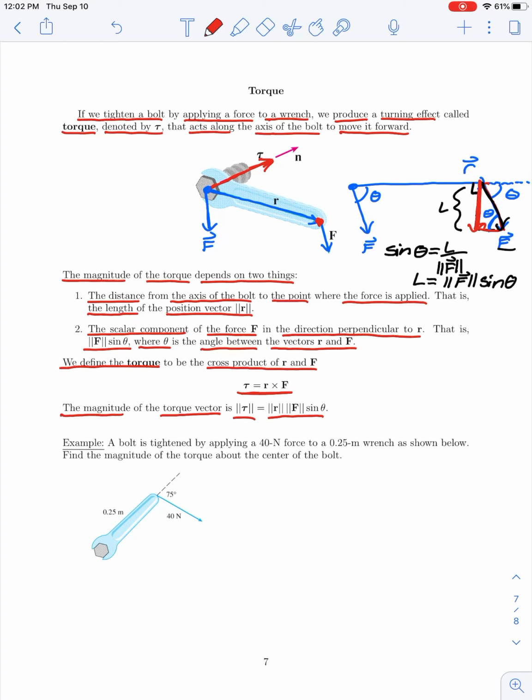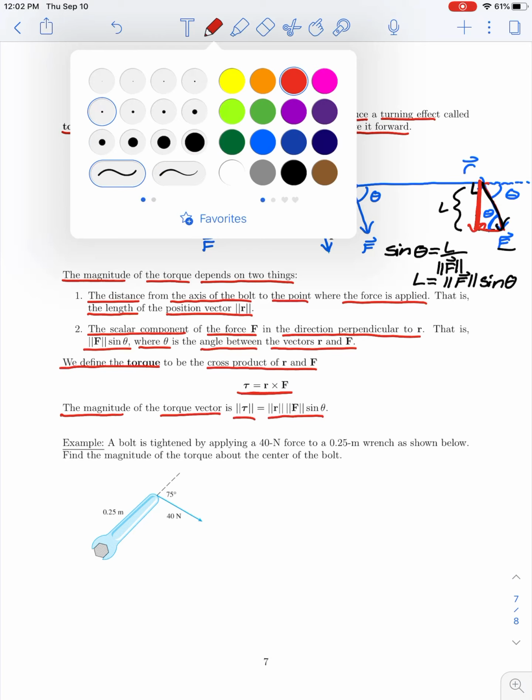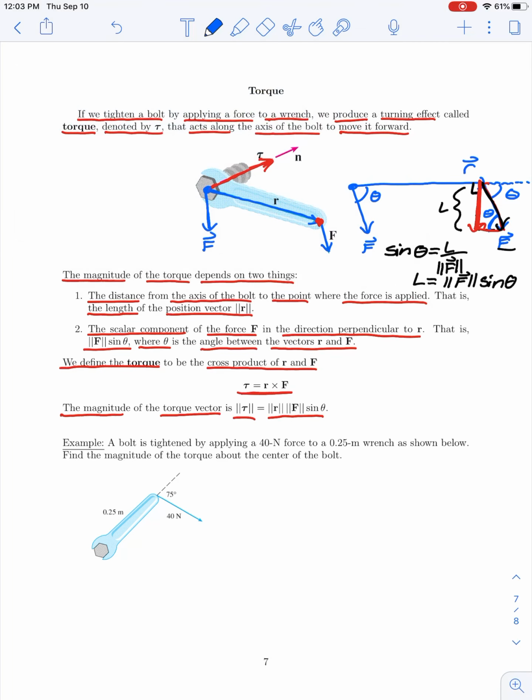So we're given a little diagram here. We know that the magnitude of our torque vector depends on a few things. First off, the magnitude of our displacement vector r, which would be given by the length along our wrench. So I'll call this r. And we can see that the length of our wrench is given as 0.25 meters.